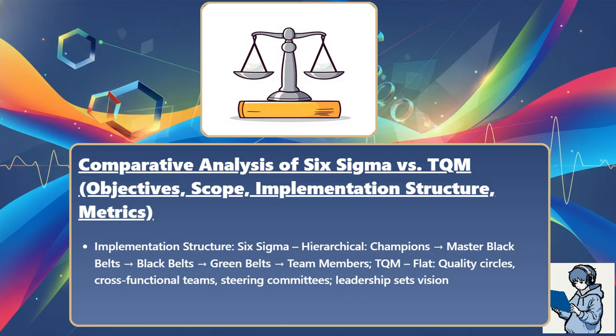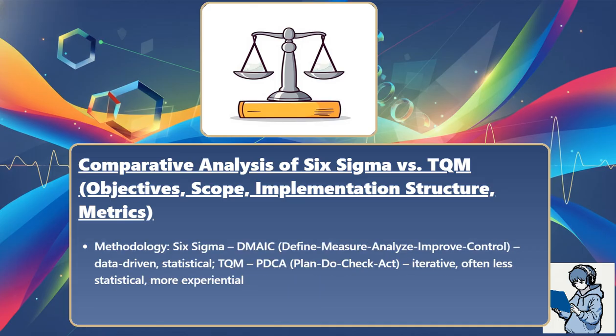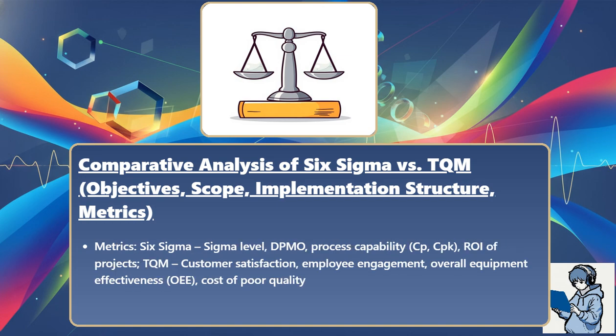Implementation structure: Six Sigma, hierarchical. Champions, master black belts, green belts, team members. TQM, flat: quality circles, cross-functional teams, steering committees, with leadership setting the vision. Methodology: Six Sigma, DMAIC, define, measure, analyze, improve, control, data-driven, statistical. TQM, PDCA, plan, do, check, act, iterative, often less statistical, more experiential. Metrics: Six Sigma, sigma level, DPMO, process capability, Cpk, return on investment of projects. TQM, customer satisfaction, employee engagement, overall equipment effectiveness, OEE, cost of poor quality.